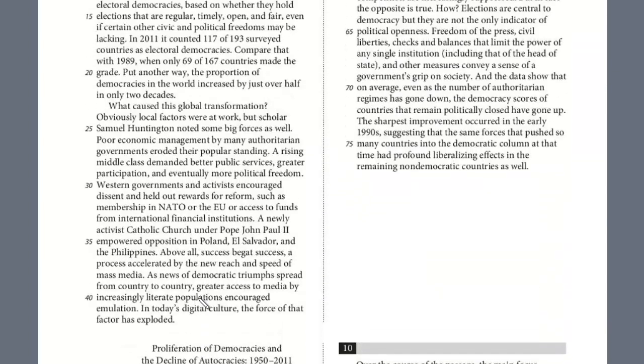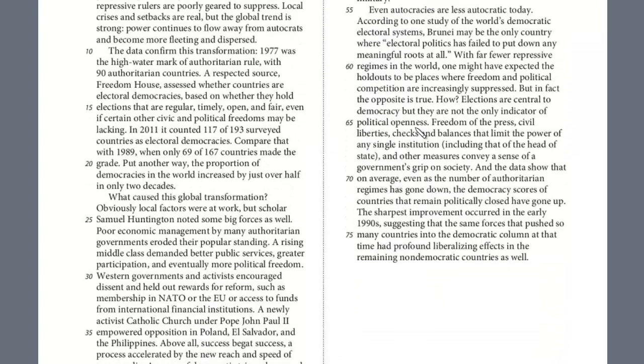And I think it's toward the end of the passage here. So around 63, yeah, here's the phrase, political openness. So I'll read a little bit previously, but in fact the opposite is true. While elections are central to democracy, they are not the only indicator of political openness. Freedom of the press, civil liberties, checks and balances that limit the power of any single institution, including that of head of state, and other measures convey a sense of government's grip on society. And so we know that these are all listed.